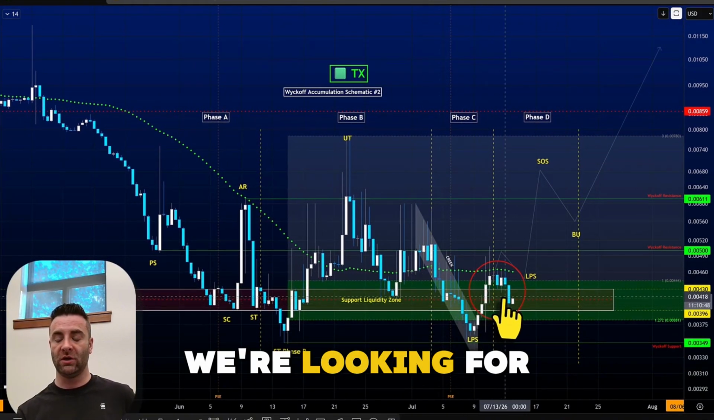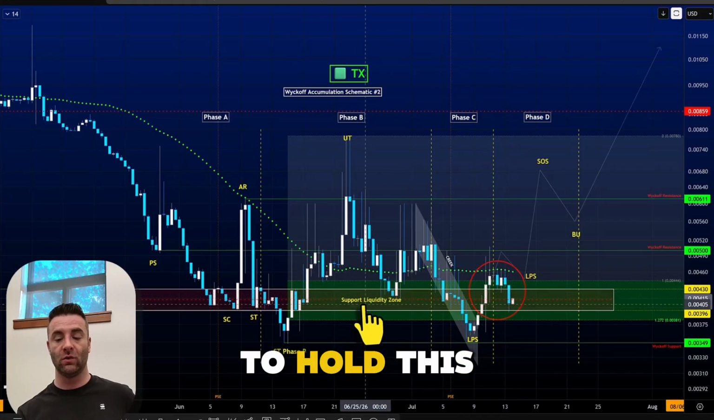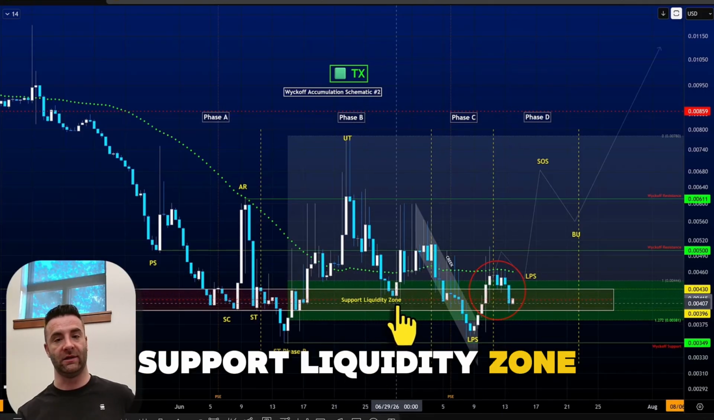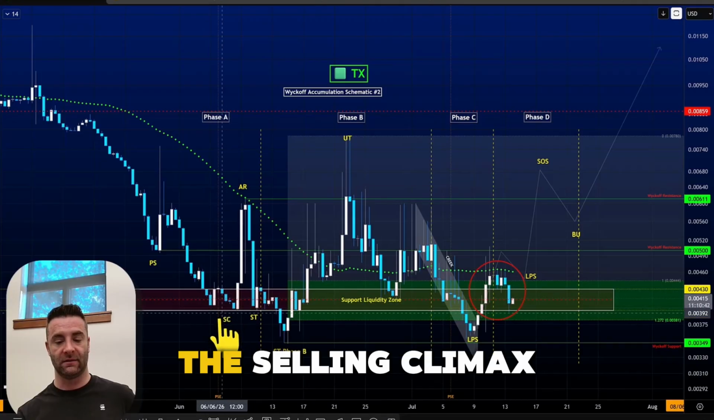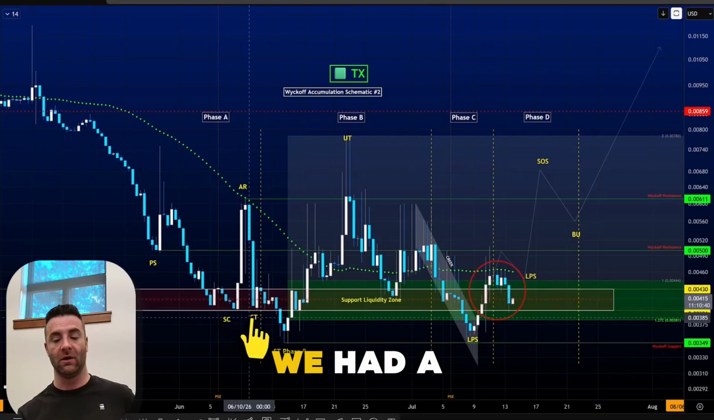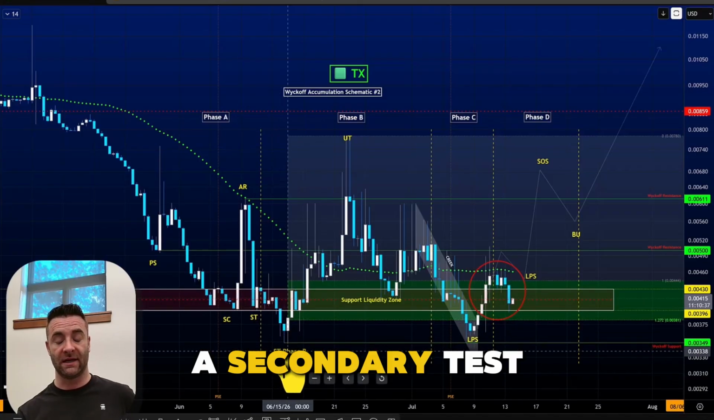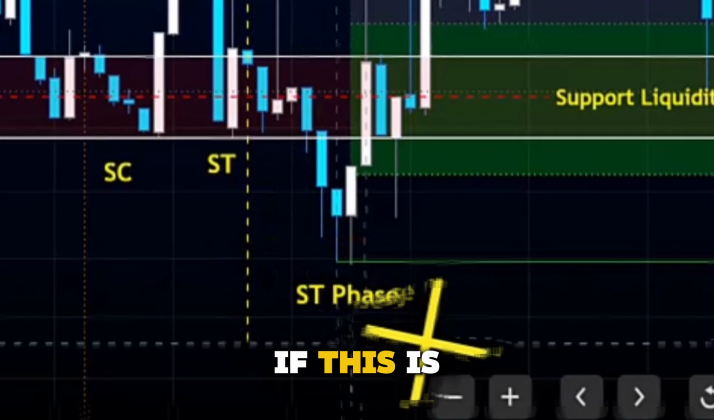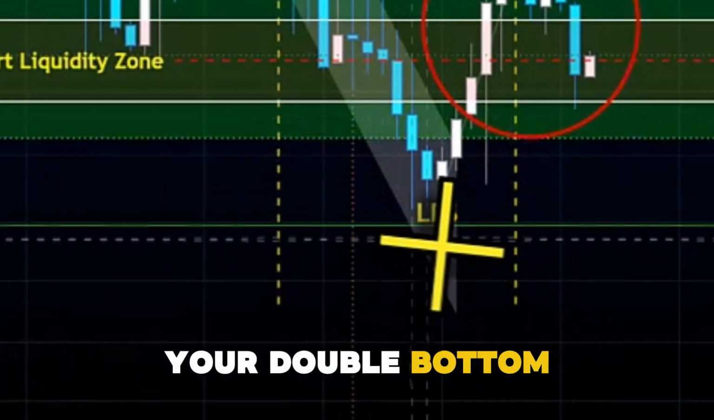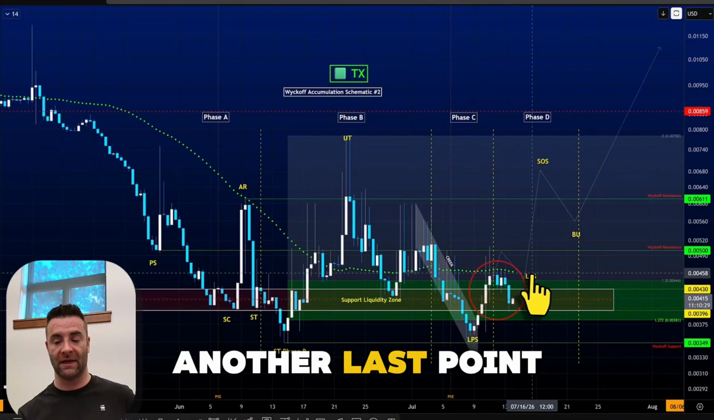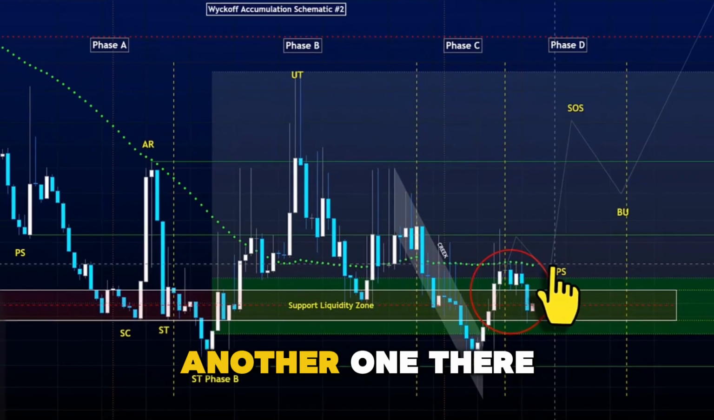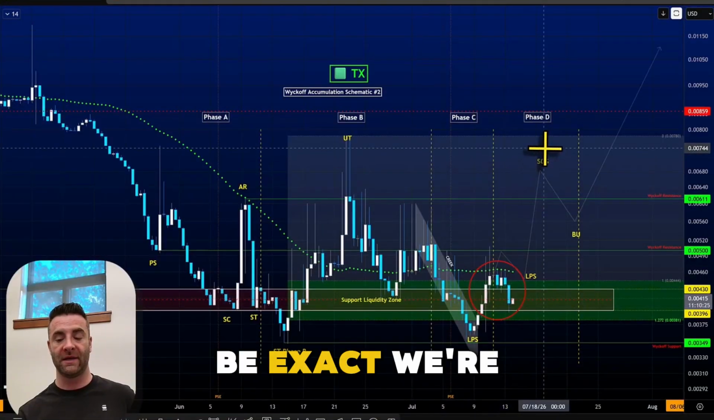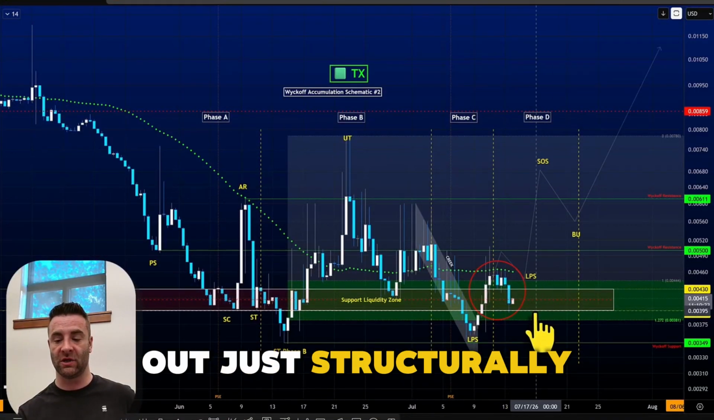And so what we're looking for is for us to hold this support liquidity zone. It's important, because I said the selling climax happened here. We had a secondary test in phase B. This is normal. We had a double bottom. If this is your bottom and your double bottom, there's your last point of support, another last point of support, which is going to be somewhere here. It could be another one there. I don't know. We're not going to be exact. We're just going to figure this out structurally.